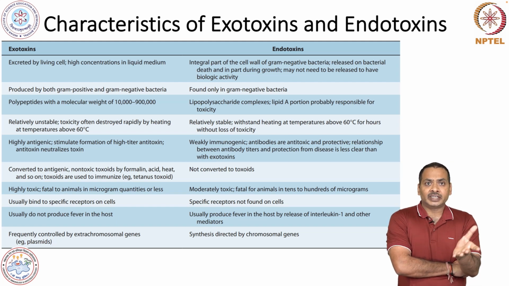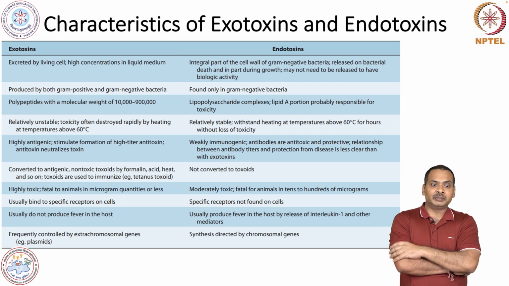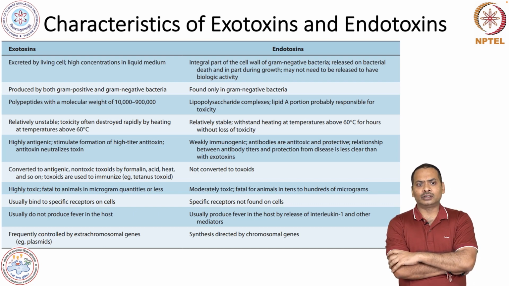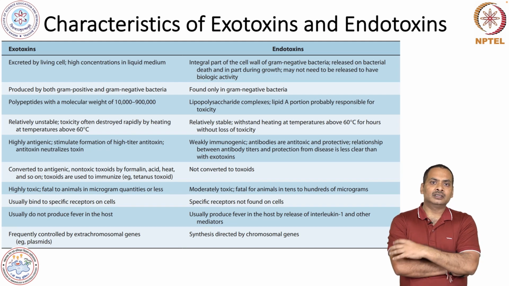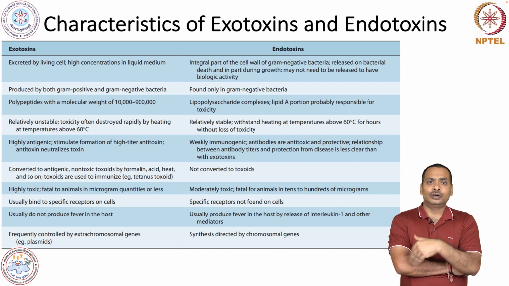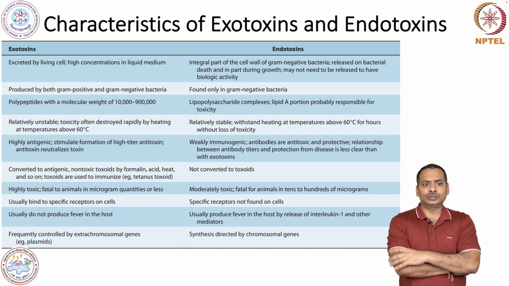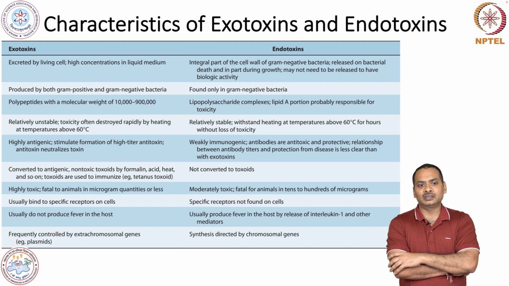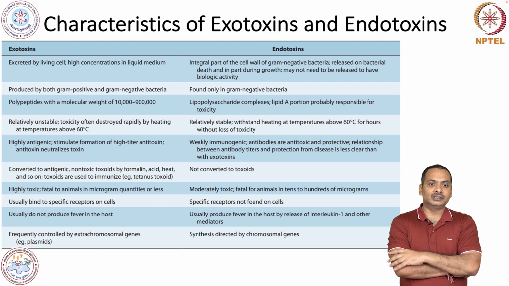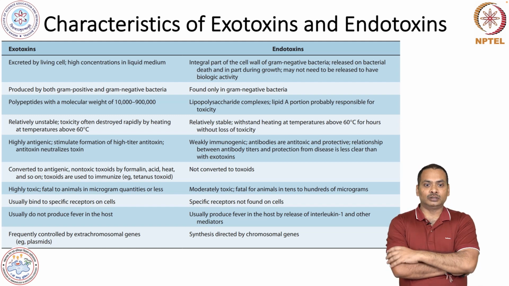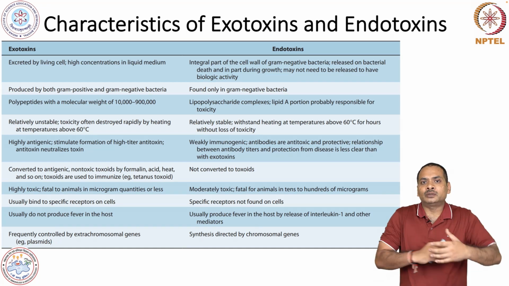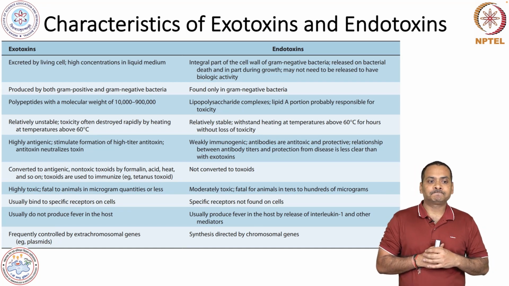Here the next point which I have explained: this toxin can be converted to the antigenic non-toxic toxoid by treatment of formalin, or by some acid, or by heating, and so on. So toxoid can be used to immunize the animal or human. The best example is tetanus toxoid. I have explained all those things. In case of an endotoxin, you cannot make the toxoid.